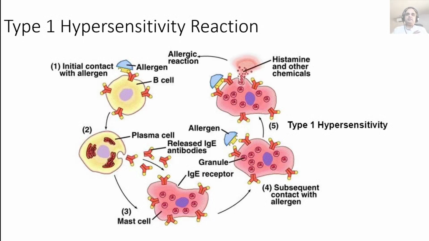So this is just the type 1 hypersensitivity reaction. I'm not going to go over it. You would know it better than I do right now, since you've discussed allergies and hypersensitivity, though not very recently. In fact, maybe just last year, or for the last 3 years, hopefully.